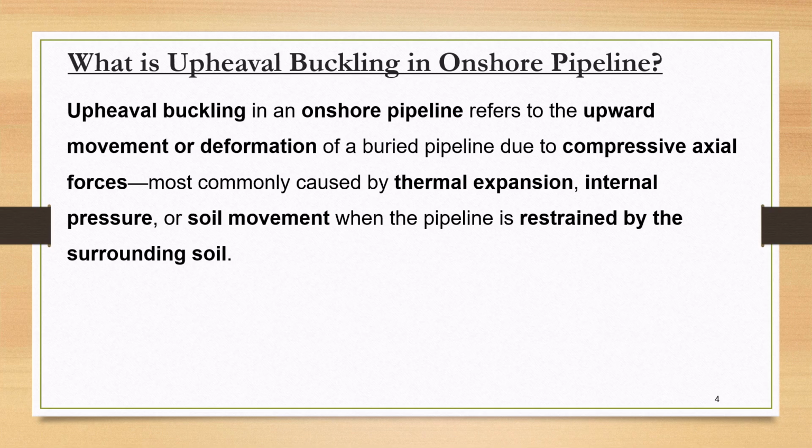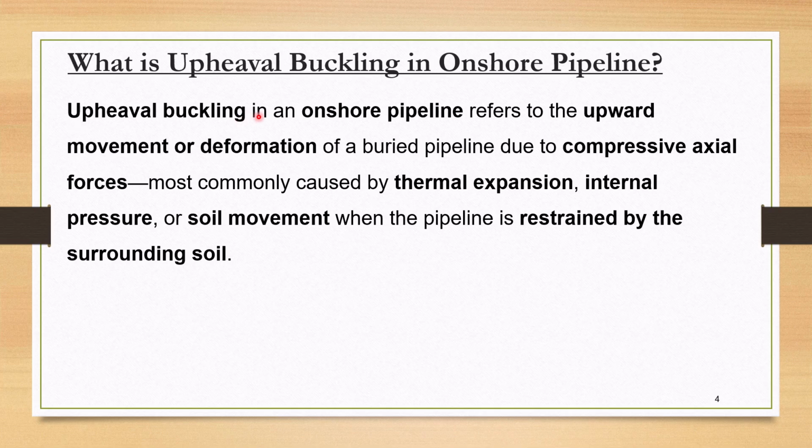So one of the causes you can assume is the temperature difference from the installed to the design temperature. Again, if the soil around it does not allow it to move freely, then the pipeline experiences an axial compressive stress. When this stress becomes large enough to overcome the downward resistance provided by the soil cover, the pipeline can buckle upward, forming a wave-like deformation. This phenomenon is called upheaval buckling.